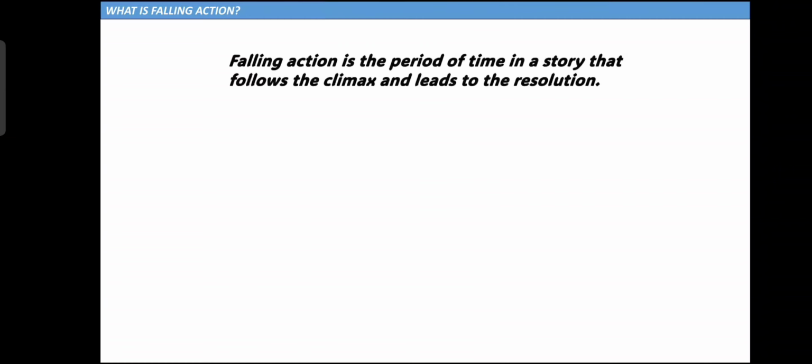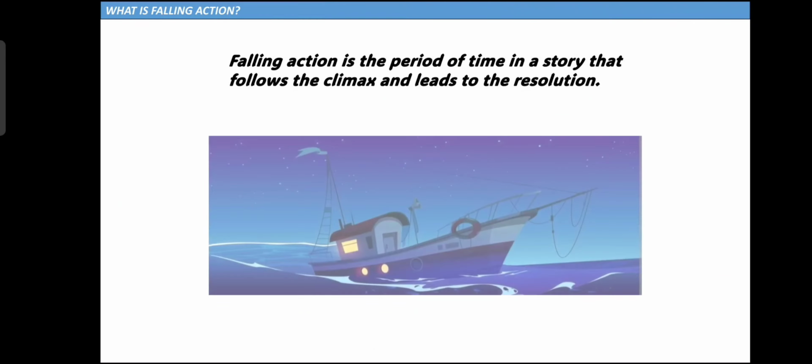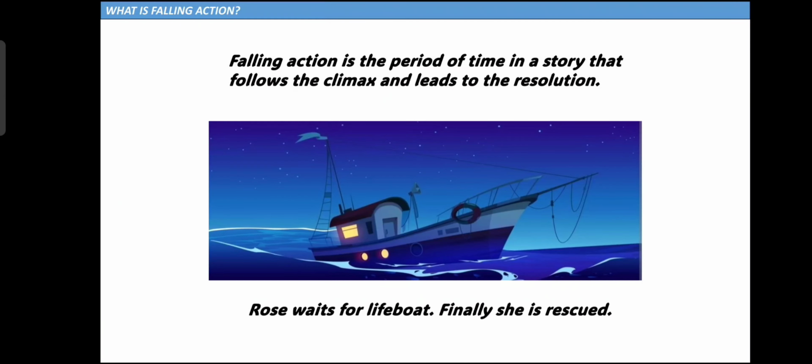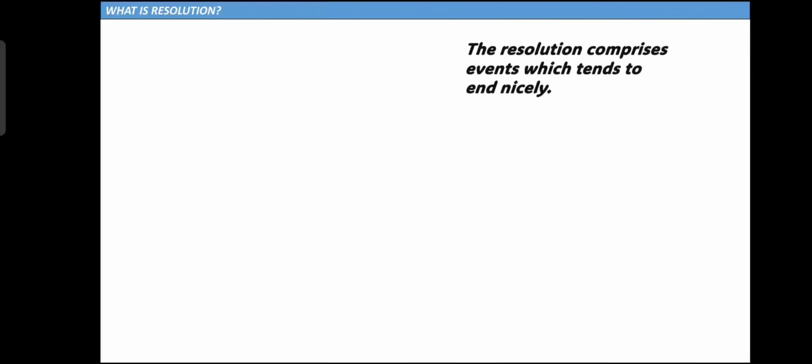Falling action is the period of time in a story that follows the climax and leads to the resolution. In this part, the conflict between the protagonist and the antagonist is solved, with the protagonist winning or losing against the antagonist. Rose waits for a lifeboat. Finally, she is rescued.